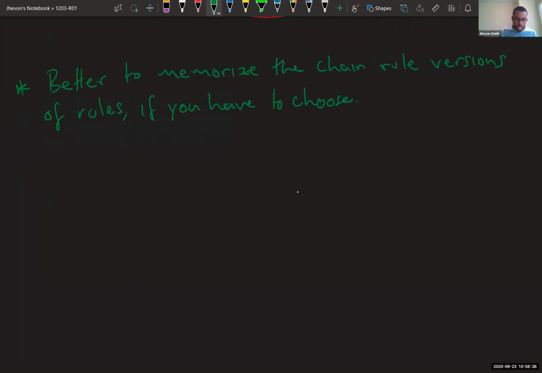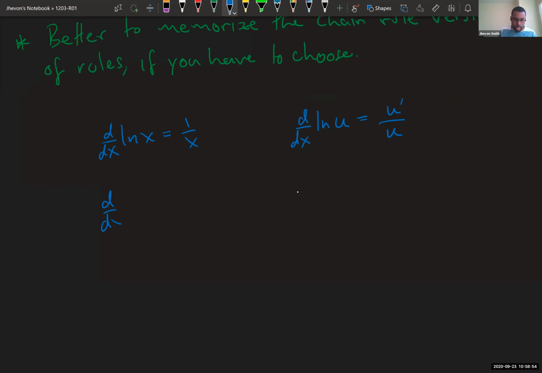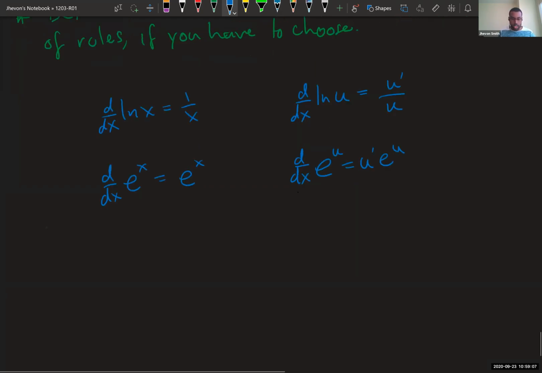So if you have a rule that says d/dx of ln x is 1 over x, you have a chain rule version of that rule that says if you have something that's not just x, you have to multiply by a derivative. You have a rule that says the derivative of e to the x is e to the x. There's a chain rule version of this rule. The derivative of e to the u is u prime e to the u. Take the derivative of the power, multiply by the original function.